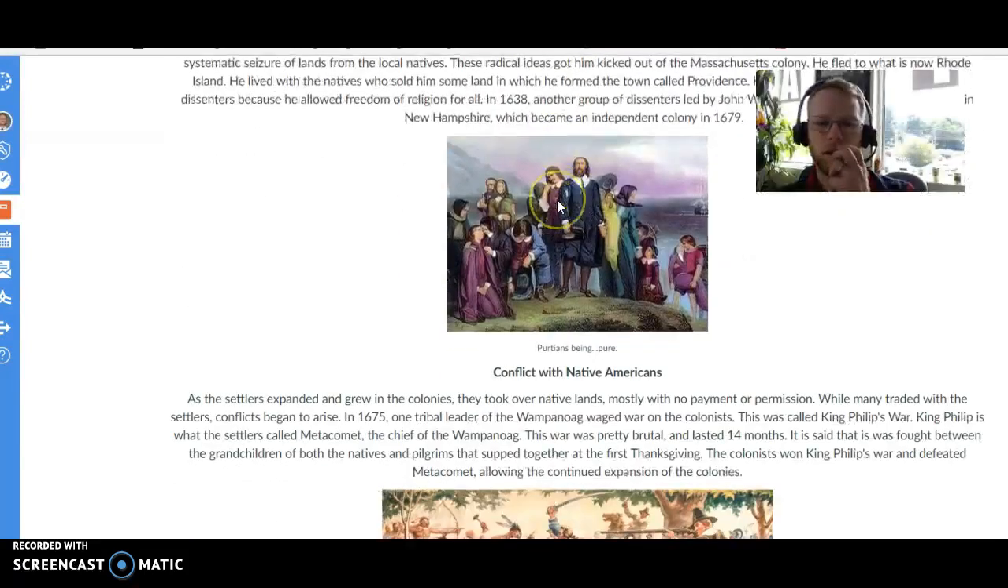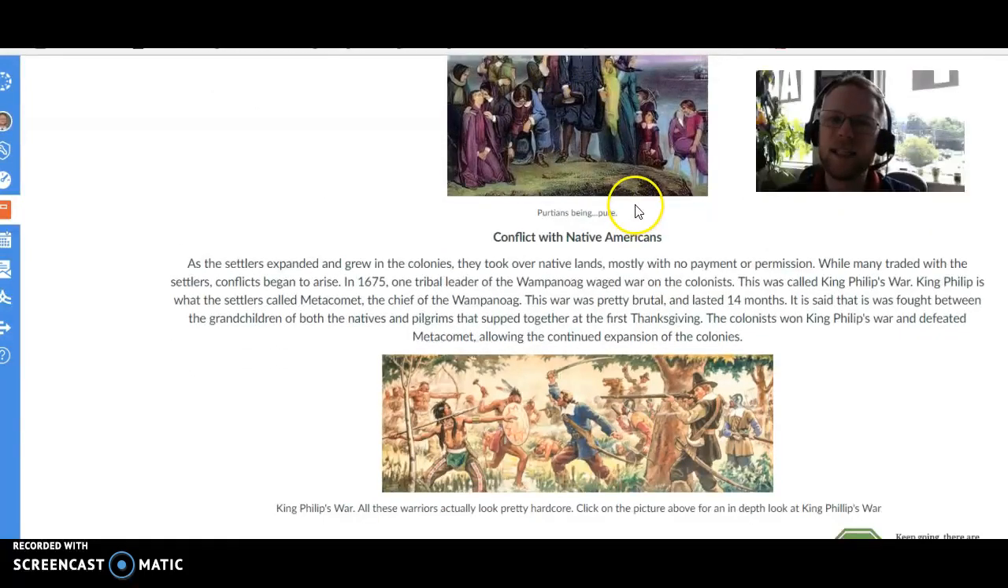Interesting stuff. Real quick, as the settlers expanded and grew in the colonies, they took over native lands, mostly with no payment or permission. While many natives traded with the settlers, conflicts began to arise. In 1675, one tribal leader of the Wampanoag waged war on the colonists. This was called King Philip's War. King Philip, his Indian name was Metacomb, but the people called him King Philip. He was the chief of the Wampanoag.